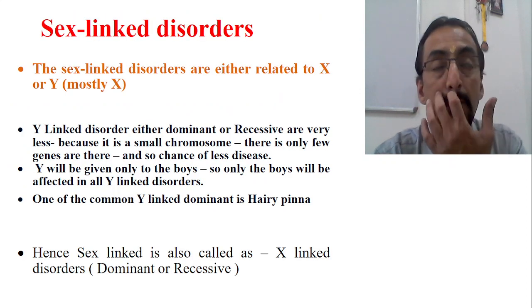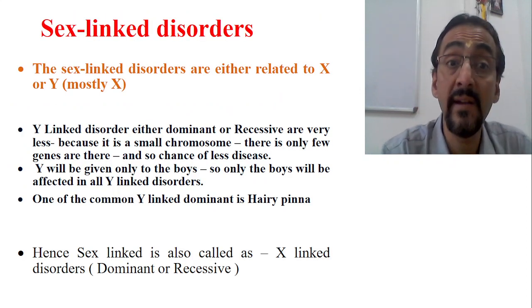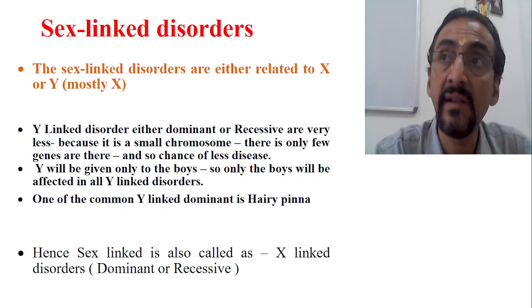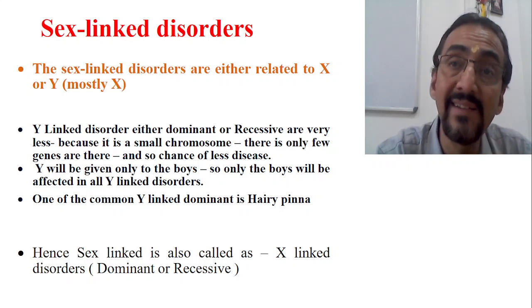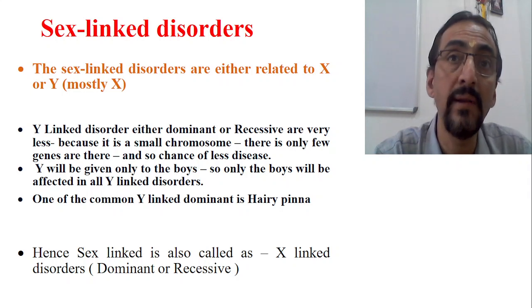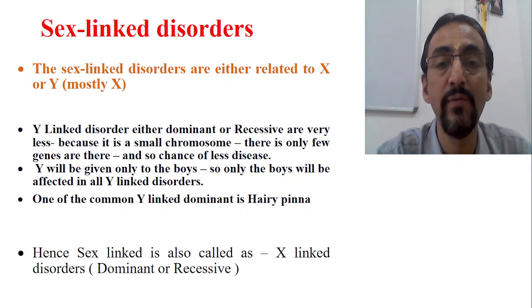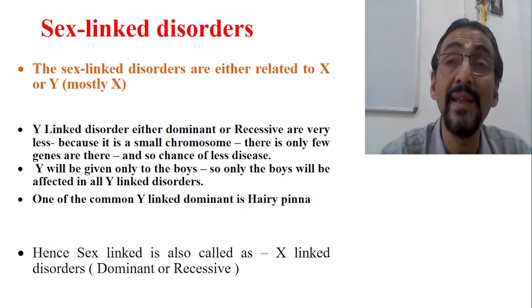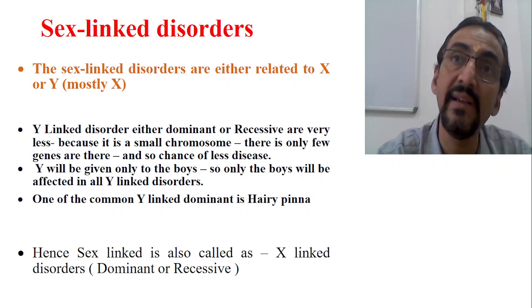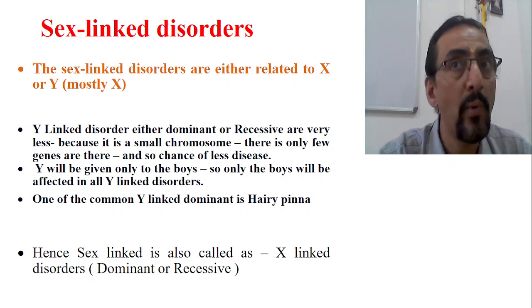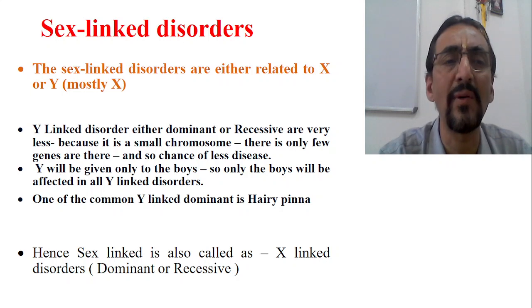Okay, now first we will see the sex-linked disorders. The sex-linked disorders are either related to X or Y, as we know. But sex-linked disorders are also called X-linked disorders. Why? Because if you see male, there is one X and one Y. If you take the female, there are two X. So totally, if you see the X, majority is X, isn't it? So another name for the sex-linked disorder is X-linked disorders. And Y has been neglected. Do you think so? No, it is not like that.